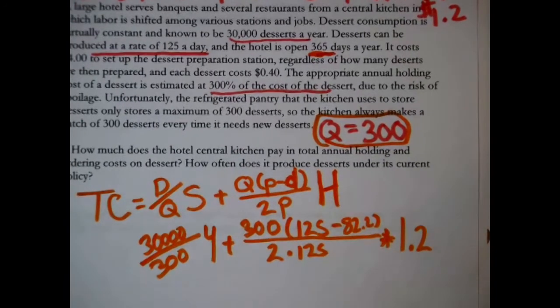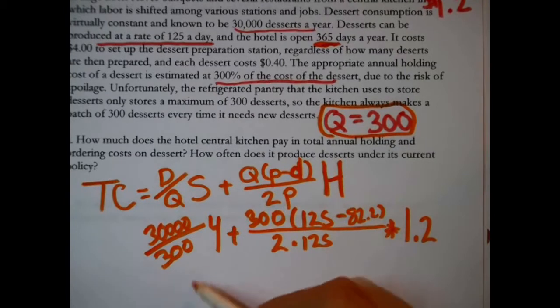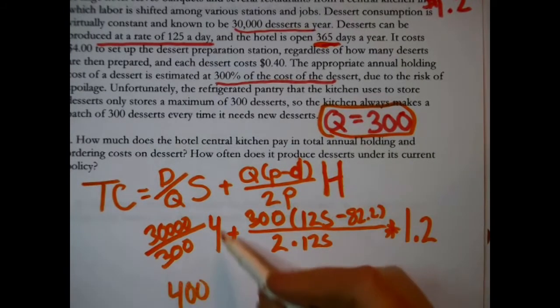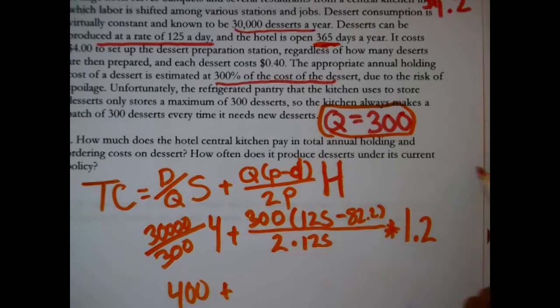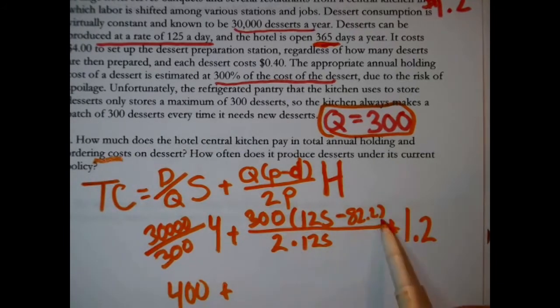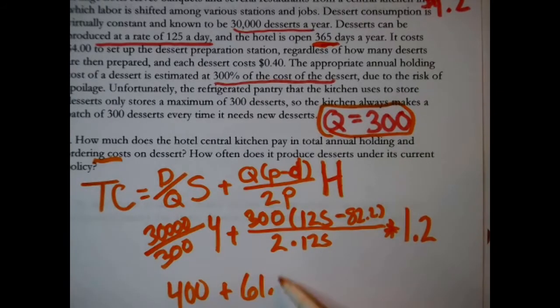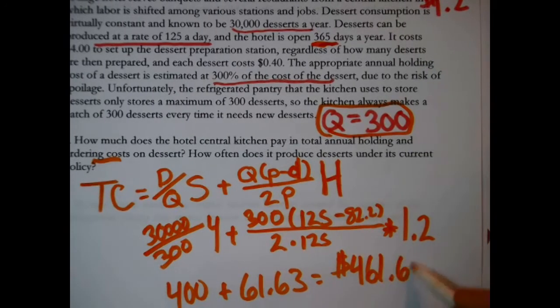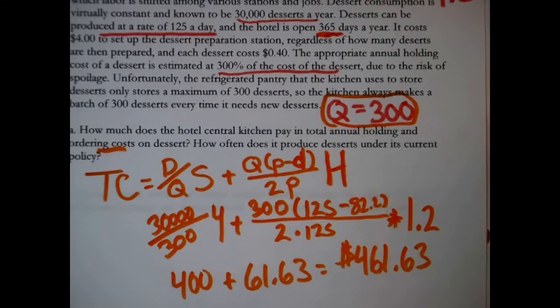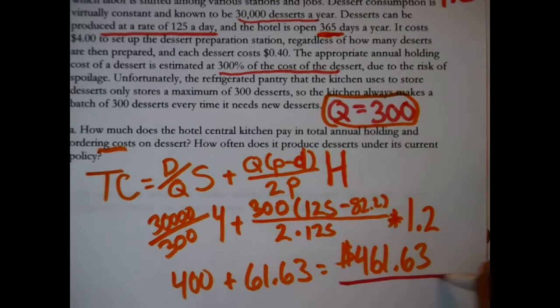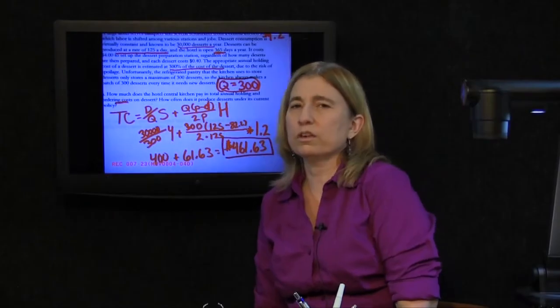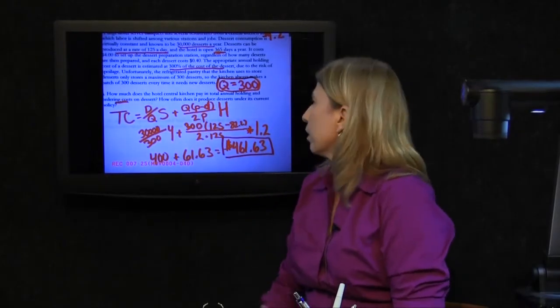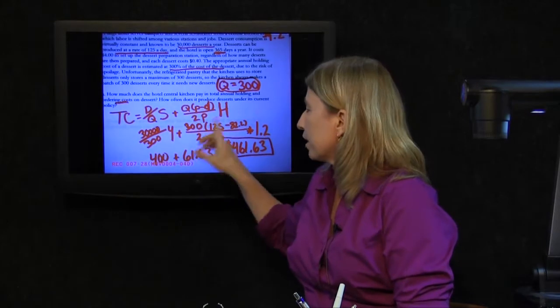Okay, so I put those numbers in my calculator. This half I get is 400. That's the annual ordering costs. This half right here is the annual holding costs. I get 61.63, meaning that the total combined ordering and holding cost of their policy is $461 and about 63 cents. Oh, all right. Well, that answers that first question.